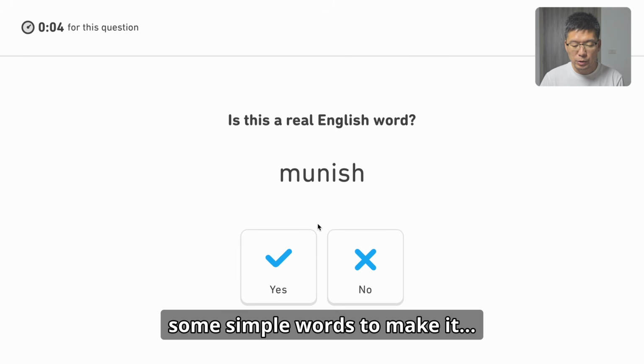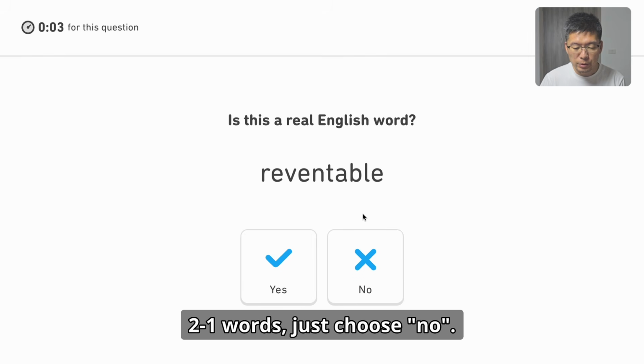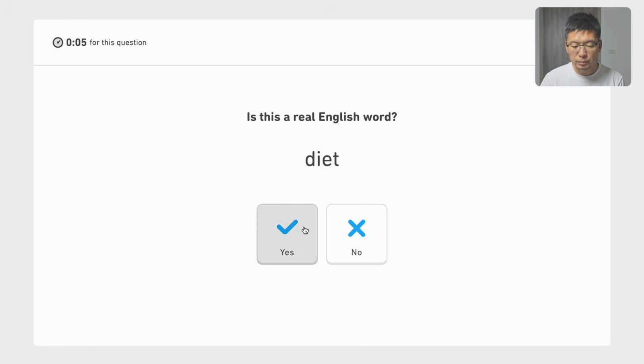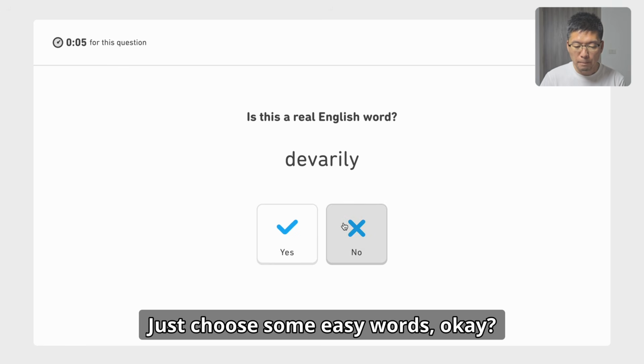Okay, let's just choose some simple words to make it. If you're not sure about one word, just choose no. Okay, keep it simple. Just choose some easy words, okay?